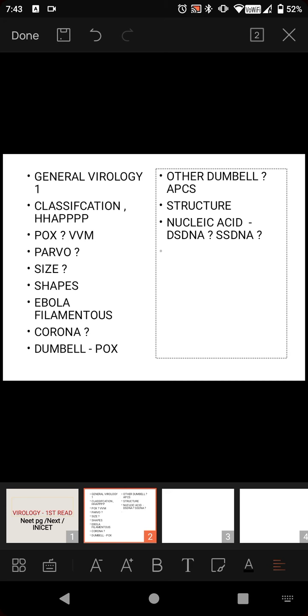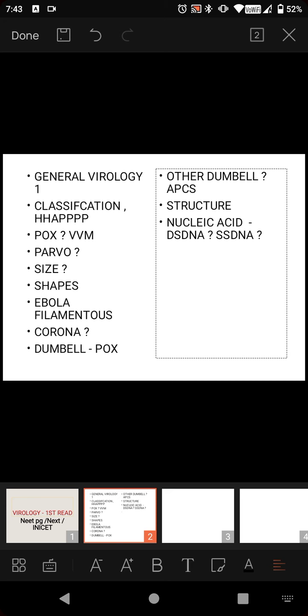Here normal is the double stranded DNA, in DNA viruses. But in RNA, single stranded RNA is the most common thing. But the exceptions here are double stranded. So what are the double stranded viruses?